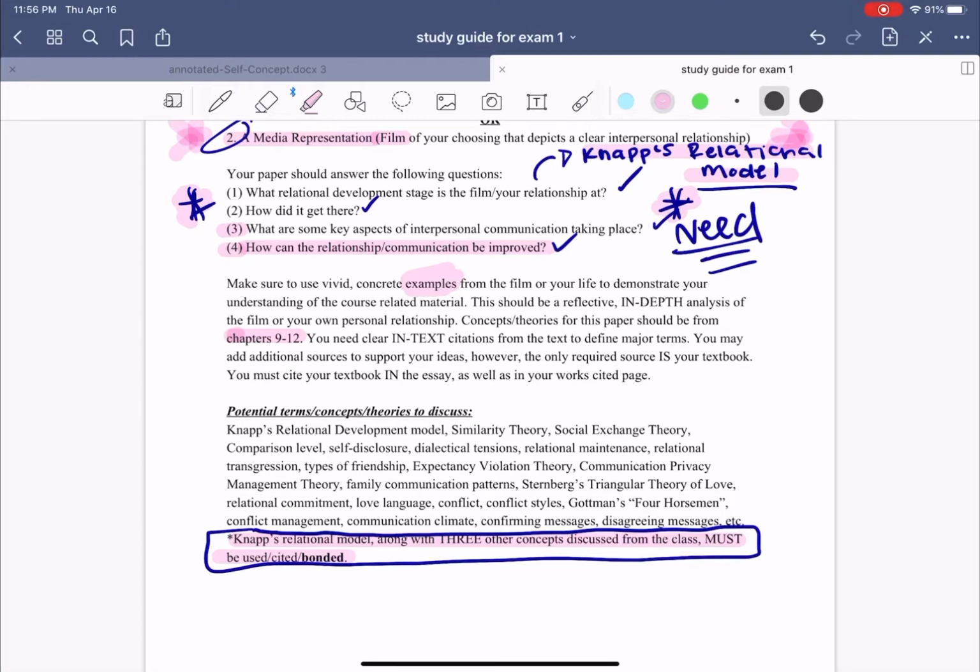So moving on, this should be a reflective, in-depth analysis of the film or your personal relationship. I should really have a very in-depth, clear understanding. If you don't feel comfortable disclosing information about yourself, if you had a very difficult time writing your self-concept paper, you may want to analyze a movie, because that might be a little more comforting for you, but you're still able to develop those skills and have a broader understanding of the course-related material through media representation. That's completely fine. It still abides by the different objectives that we have for the class. So either one will do. You need to be in-depth and use examples, okay?